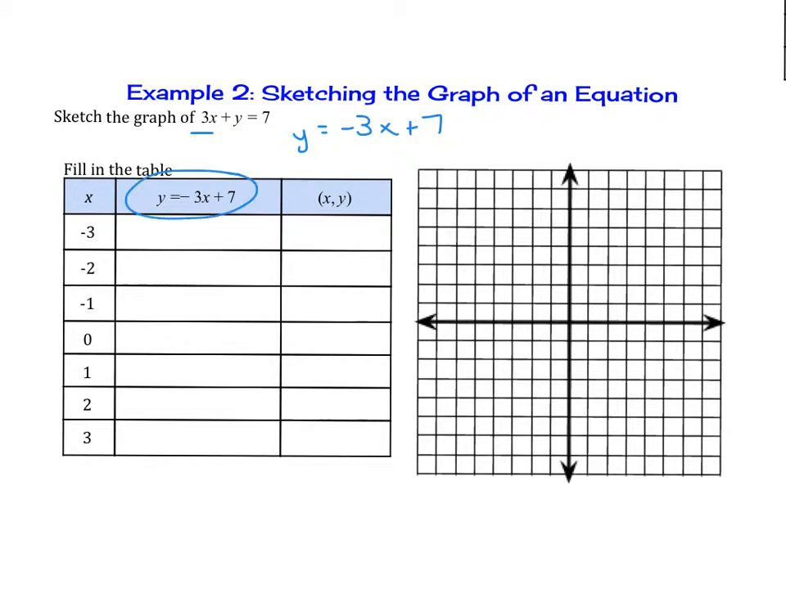And actually, if you don't need to plug in the points, that's fine. In the book, it may ask you to fill in a table, so just know that's what you are doing. But I know to graph this, you just start at the y-intercept, which is 7. And then the slope is -3, so down 3, right 1, down 3, right 1, and so forth. Okay, but you could solve it. If it asks you to fill in the table, then do so.